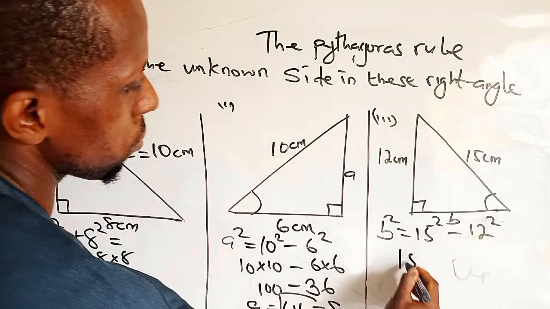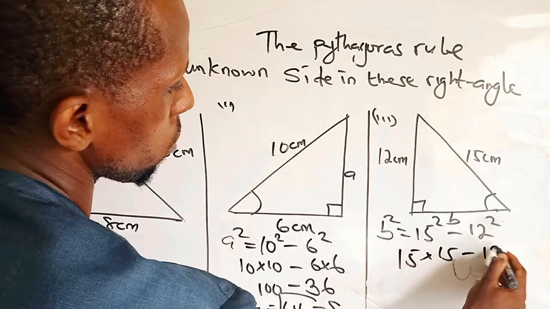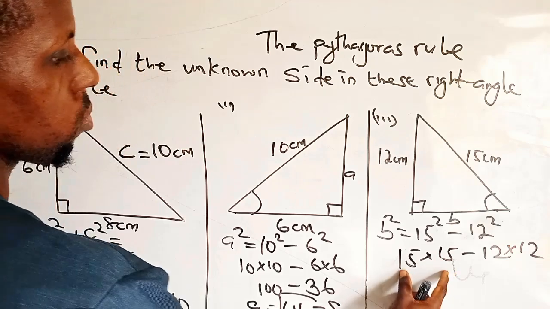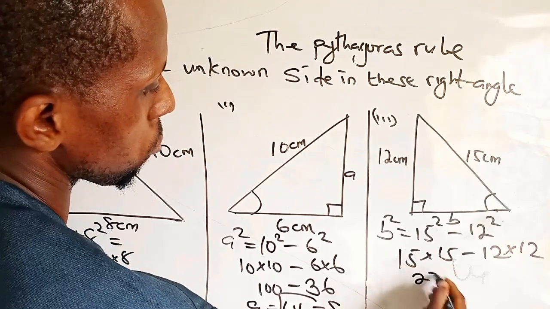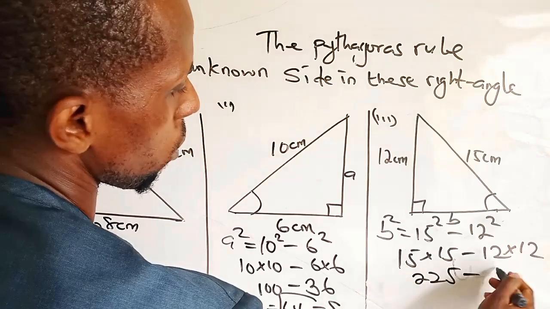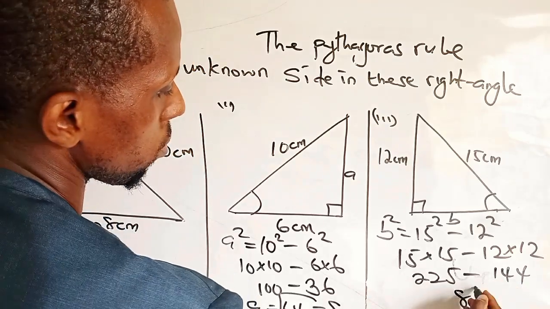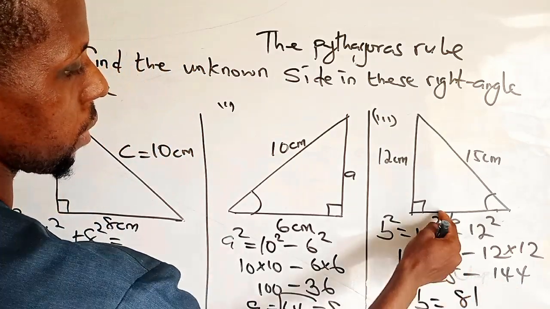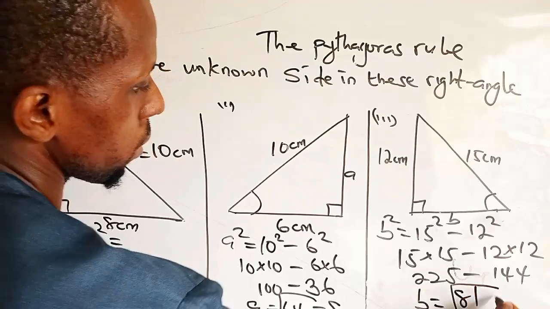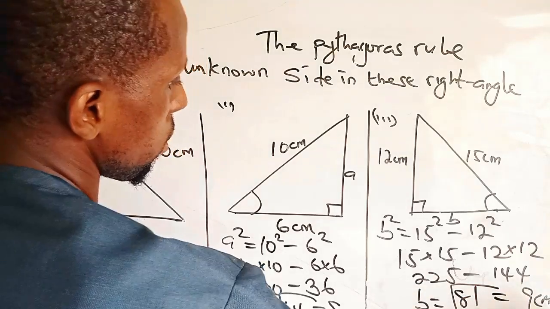So 15 square is 15 times 15, minus 12 times 12. When we multiply this together, we have 225 minus 144. When we subtract this from here, we have 81. So to get our adjacent, we look for the square root of 81, which is 9 centimeters.